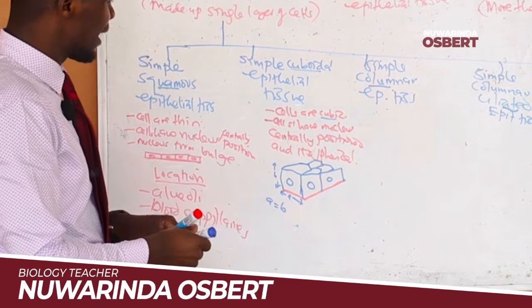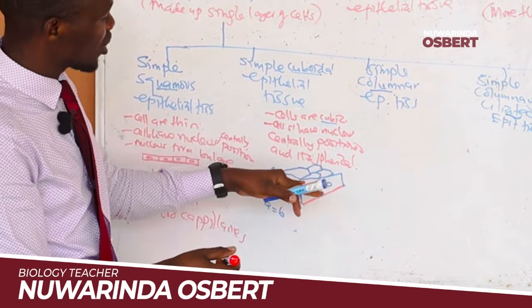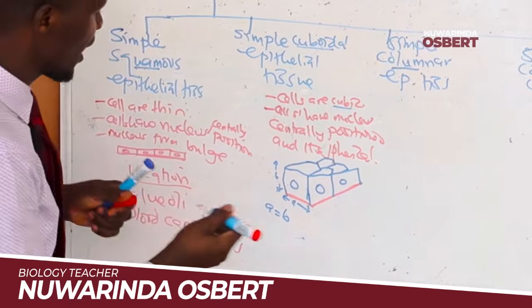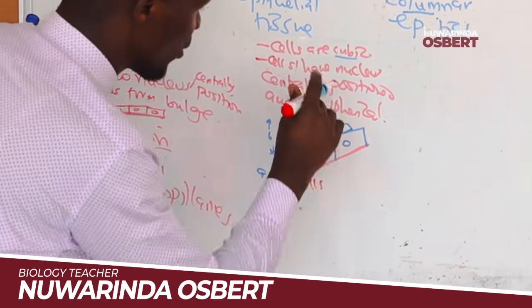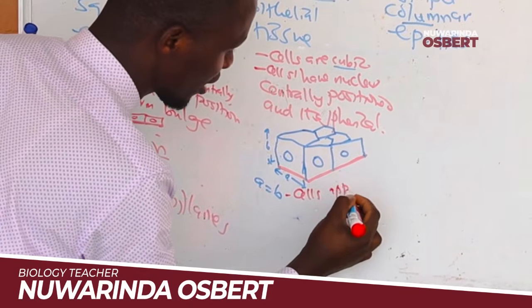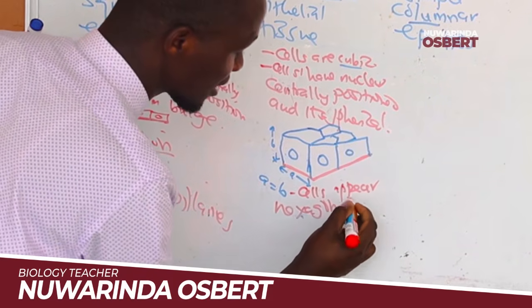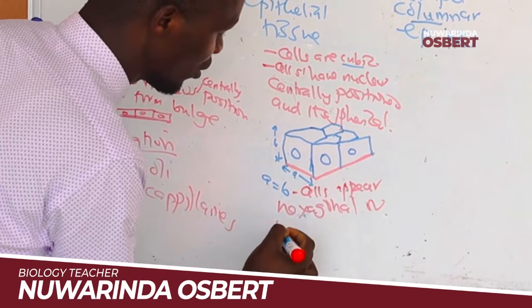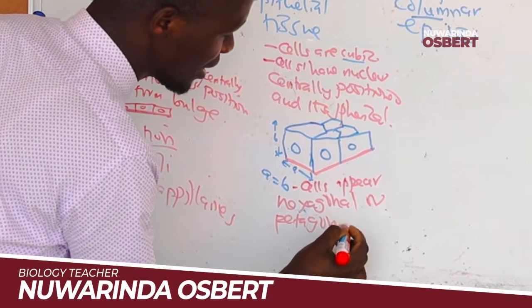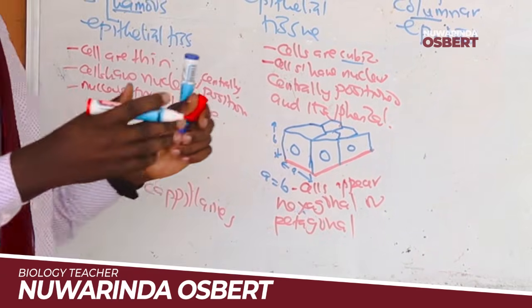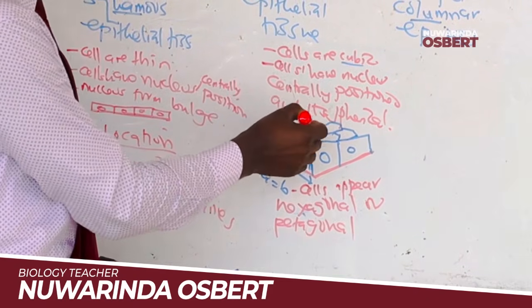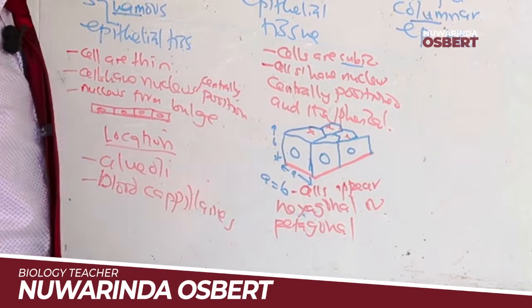So we are saying that when you look at the tissue from the upper surface, the cells appear hexagonal, that is 6-sided, or pentagonal. That means they have five sides. When you look at them from the upper side, from this surface here, that's how they appear.